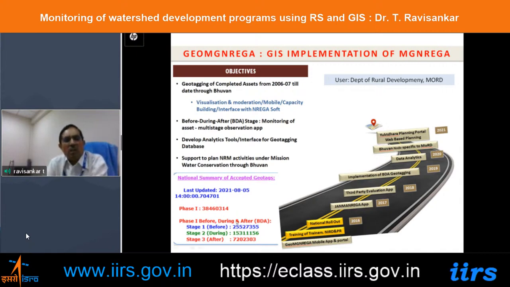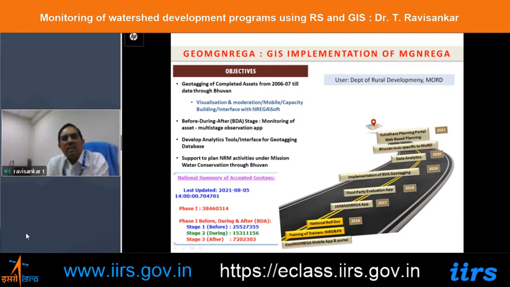So we are having a lot of data, what you call nowadays the big data. Then we started thinking on data analytics. Then we tried to develop some analytical tools, interface for geotagging database. Then after that, we also went ahead to develop and support NRM activities plan.